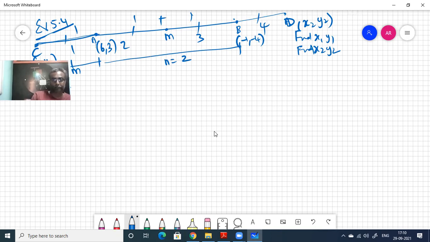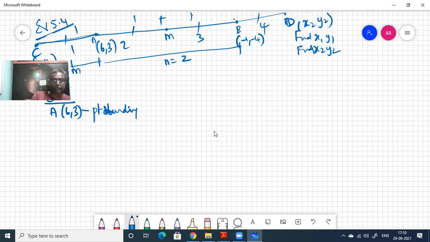You understand? N will be 2 parts. So for the point C, the point A is the point in the middle. 6, 3 is the point in the middle, the dividing point. The point that is dividing is A. It is dividing CB. Line CB is divided by point A. If you assume like that, what happens?